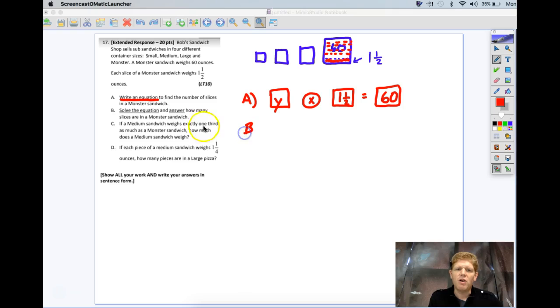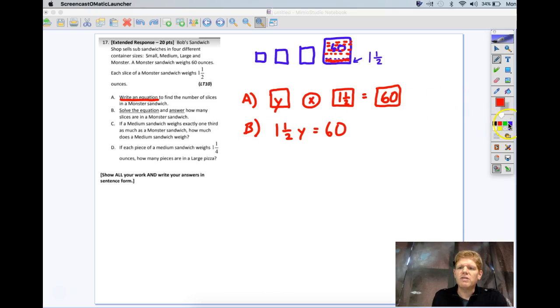Part B says to solve that equation and answer how many slices are in a monster sandwich. We've got to find out what y is. Now, I prefer to rewrite this, and most of the time when you see me write these, you're going to see them like this, 1 1/2 times y. It's okay if you leave it like this and solve it, but it's going to be easier if you do it this way. 1 1/2 y is equal to 60. Commutative property. Remember, commutative property says these 2 can swap places if it's multiplication or addition. Doesn't matter the order if it's multiplication or addition only.